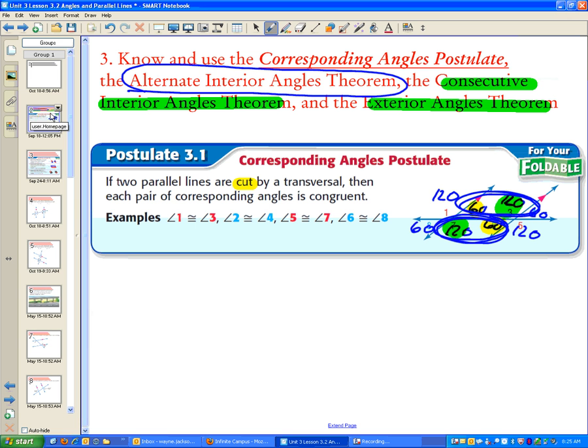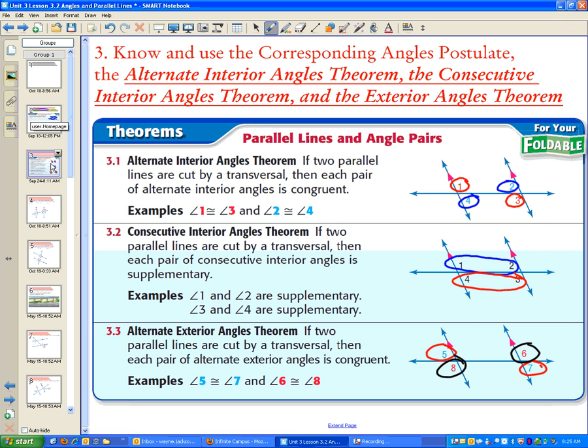The postulate that deals with the corresponding angles is called the corresponding angles postulate. The theorem dealing with alternate interior angles is called the alternate interior angles theorem. All right, so the names, I think, make sense. All right, questions before we work some problems? All right, let's do some.